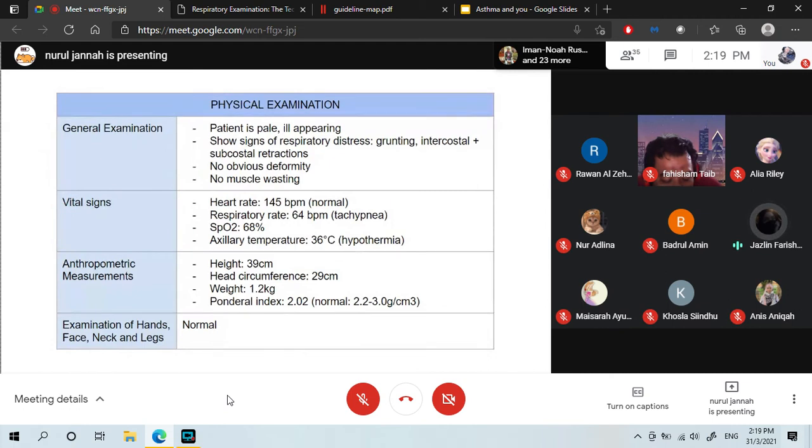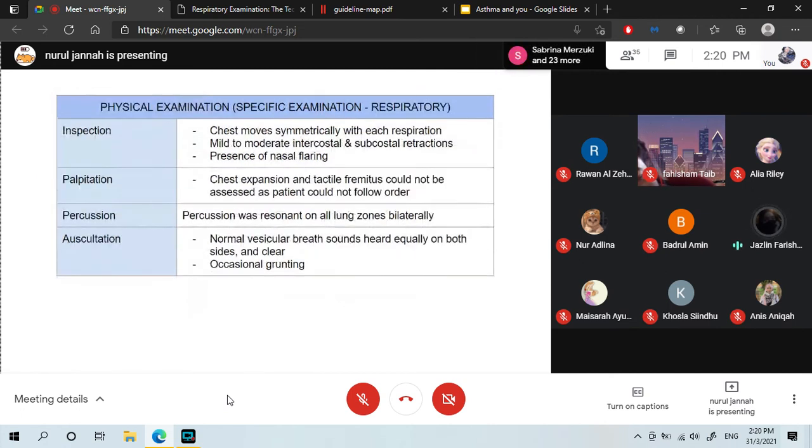For the anthropometric measurements, the height is 39 cm, head circumference is 29 cm, weight is 1.2 kg, and the ponderal index is 2.02, which means the patient is underweight. The examination of hands, face, neck, and legs is normal or unremarkable. And then next is specific examination. Next slide. This is the respiratory system examination.